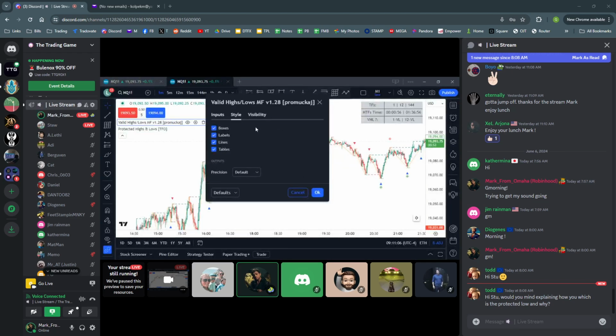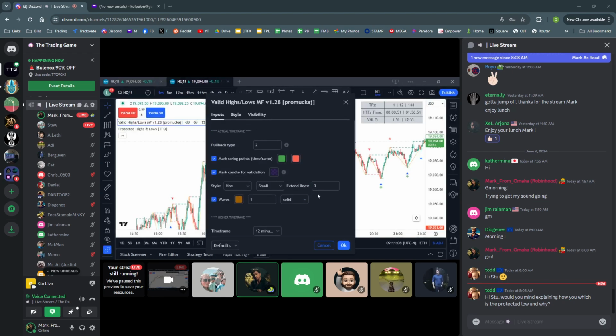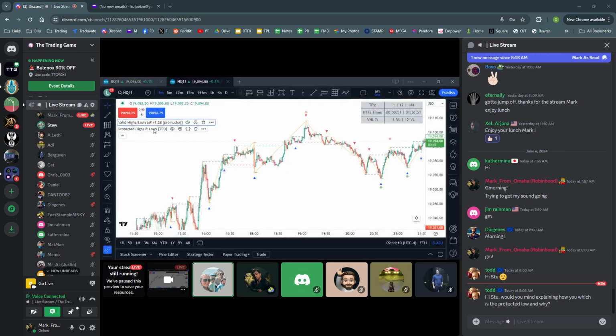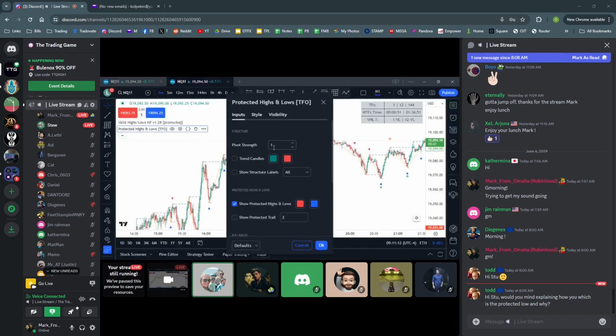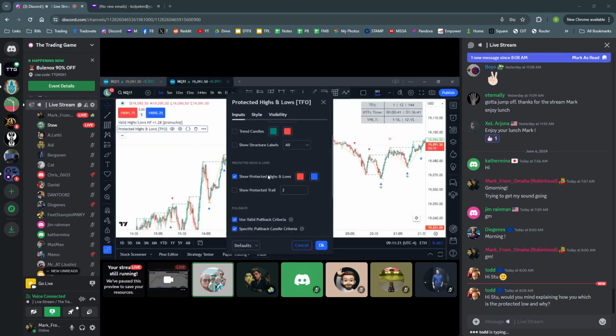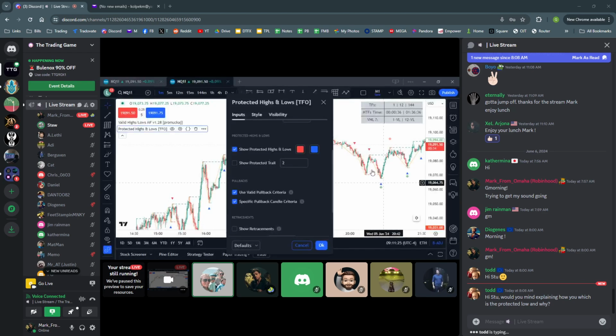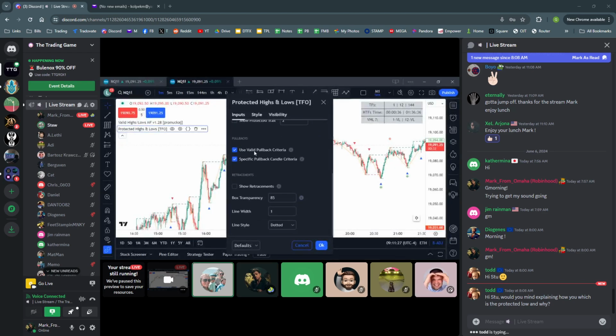And then you've got protected highs and lows from TFO also. Yeah, that's the one I use. For the structure and the trend candles, I don't highlight those because I don't like that. Protected highs and lows, I just show the triangles. I use valid pullback criteria, and then I also use specific pullback criteria because that matches what Pack teaches.